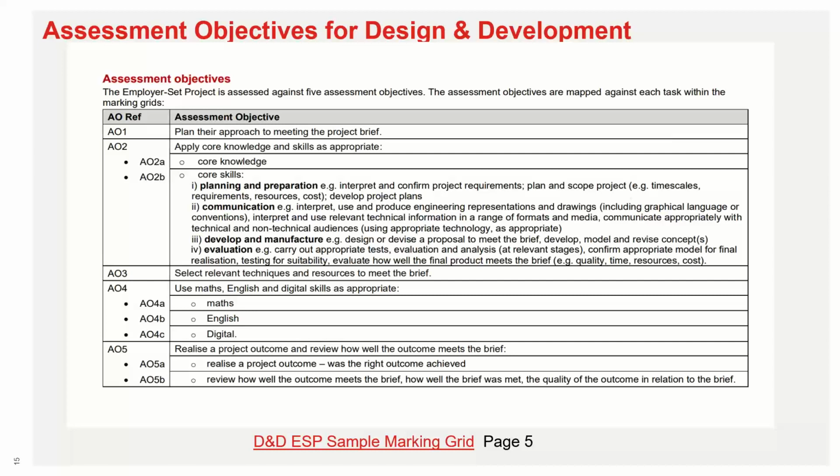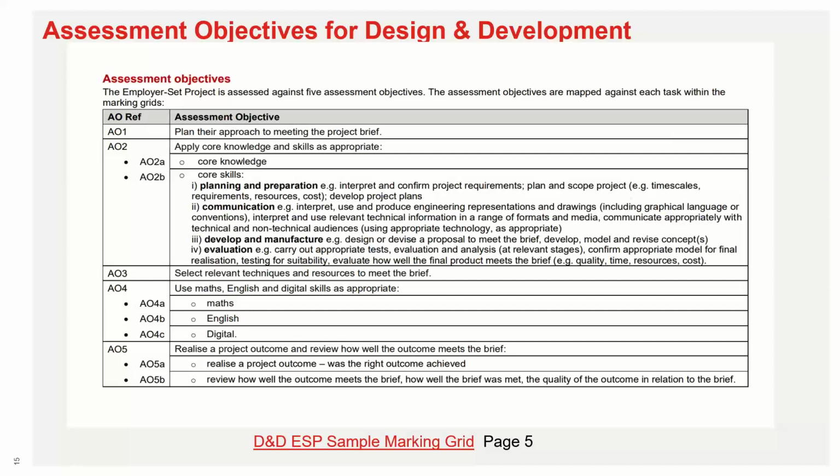And you can see straight away that those 5 assessment objectives I showed you in the previous slide have been broken down, in some cases, into parts A, B and C. The reason for that is to help markers interpret the assessment objectives correctly. So you can see straight away AO1: keep those assessments in mind, plan their approach to meeting the brief. AO2, which is the highest weighting, which we said before was 50%.